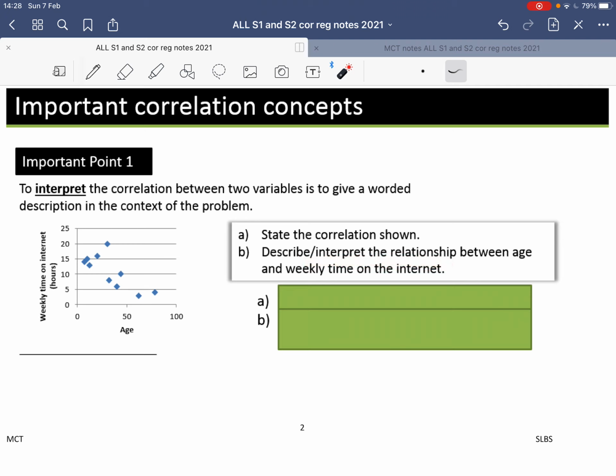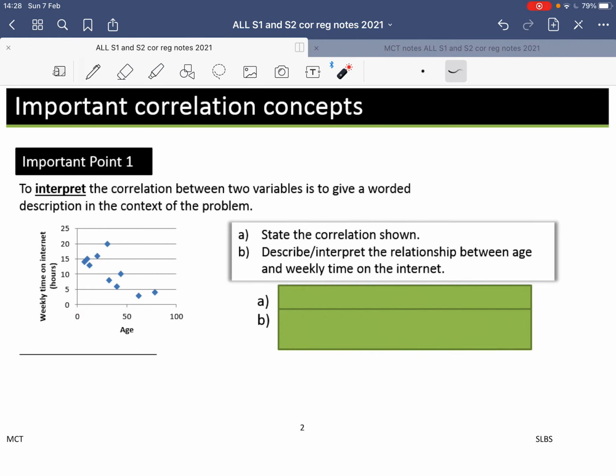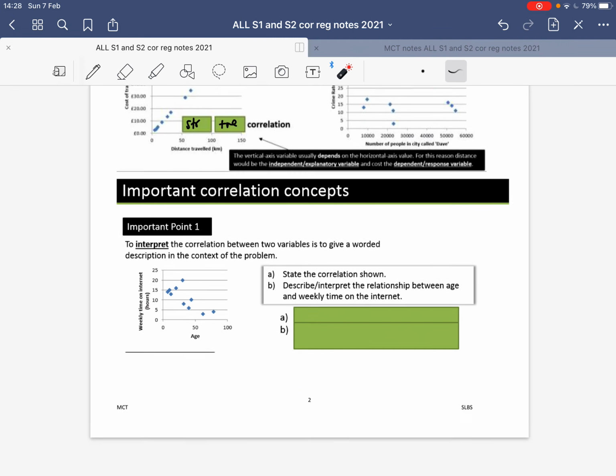Interpret the relationship, I'm looking for wordy answers, okay? So in this question, it's that one again, age and number of hours on the internet. State the correlation shown: it shows weak negative correlation, and describe it. So the older you are, the less time you tend to spend on the internet. We can see that because we've got the young people spending lots of time and the older people spending less time. Okay?